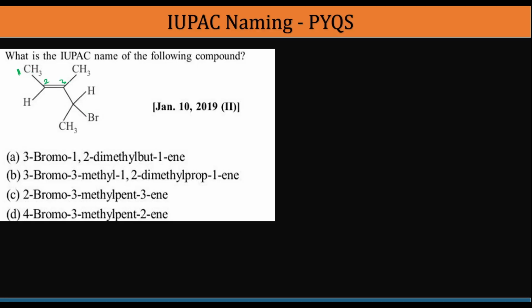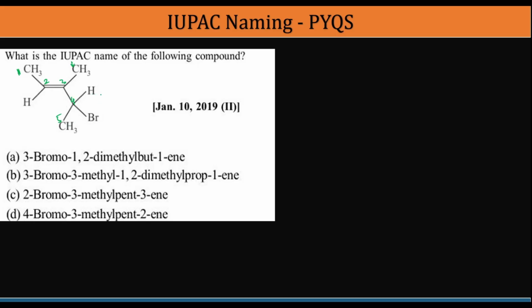1, 2, 3. If you give numbering to this carbon, here we'll get only a 4-member chain, right? But if you number from here, 4, and this will be 5. So here we are getting a 5-member chain. So that's why it is long. We will select the longest chain.